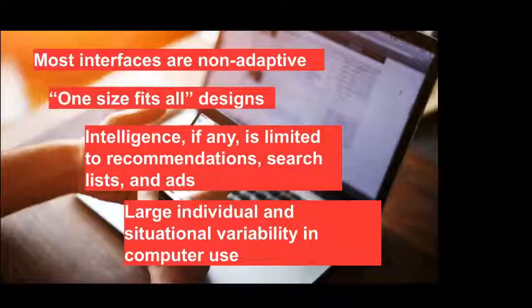And the issue that we have here is that there are very large individual differences, very large situational differences. Imagine yourself walking down the street with a mobile device versus being at the desktop. Think about the aging population who have big difficulties in using their computers. And adaptation could be the key to help everybody get more out of their computers.